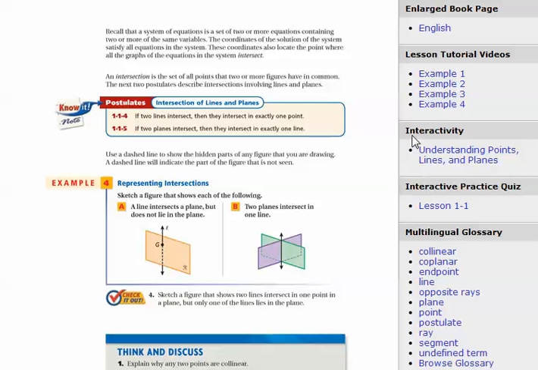Interactivity. This is a good one, understanding points, lines, and planes. And then there's an interactive practice quiz that you can take here for each section. So I would encourage you to take a look at some of that. And then, of course, you have the glossary here of some of those terms.